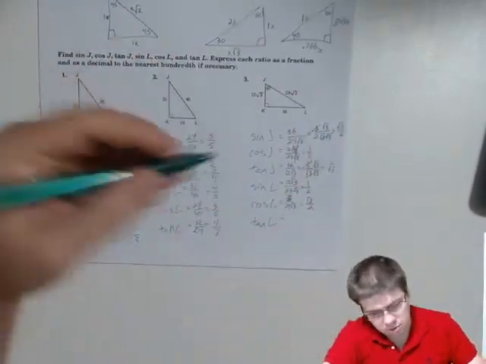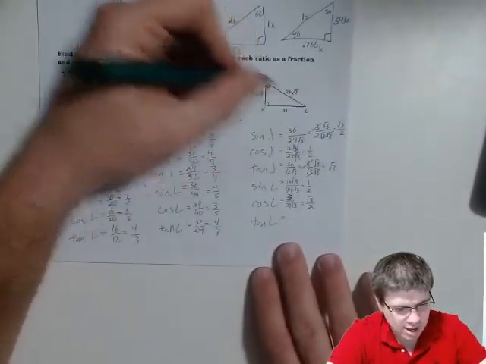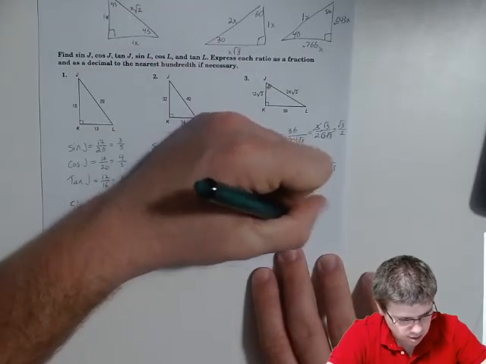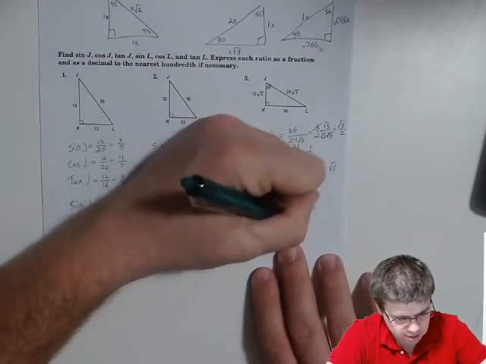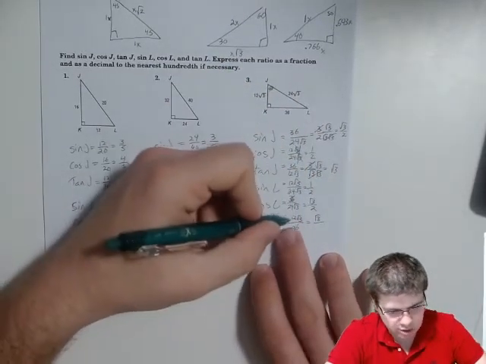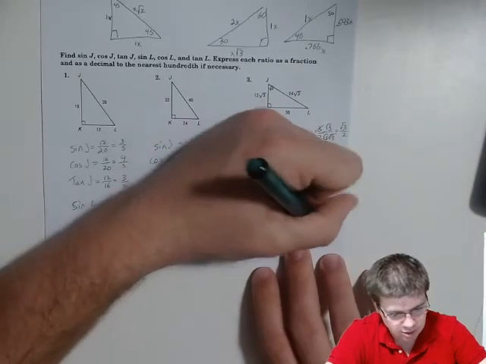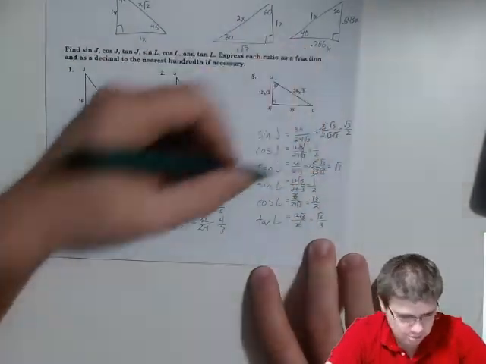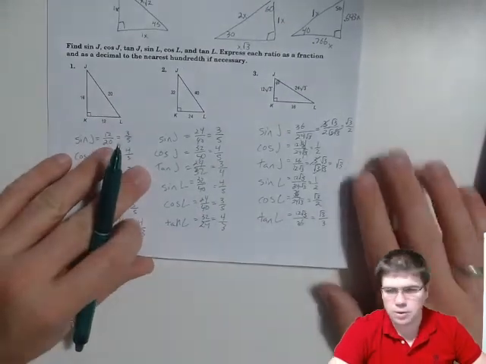And then this one a little bit different. Tangent of L is opposite over adjacent, so 12 root 3 over 36. So this ends up being square root of 3, and then 12 over 36, we can divide both top and bottom by 12, and you just get 3. Root 3 over 3, which is the reciprocal of that tangent, as we'll see throughout those other ones.